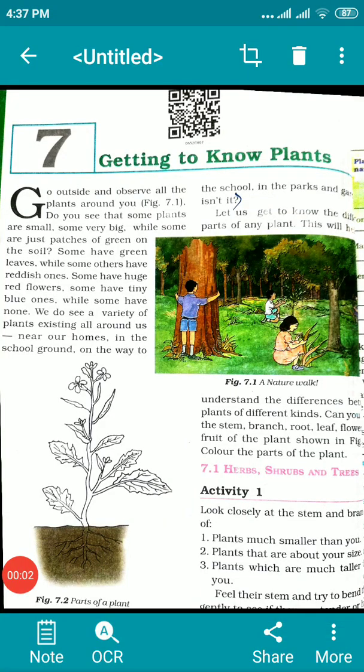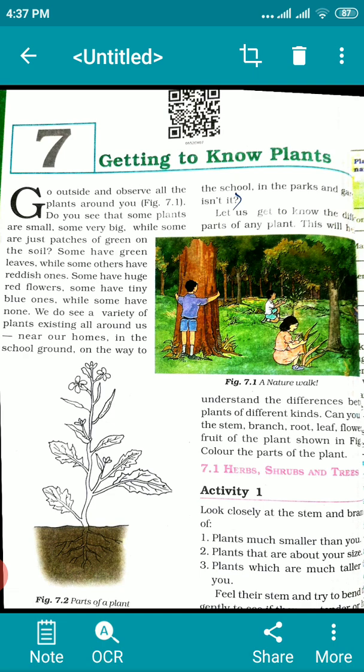Hi children, today we are going to study about the structure and functions of parts of the plants. As you know, there are hundreds and thousands of different plants in the world. How many kinds of plants can you think of? The trees, the bushes, fruit bearing trees, flowering plants, grasses, herbs, shrubs, and many more.